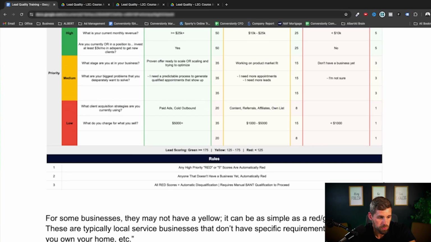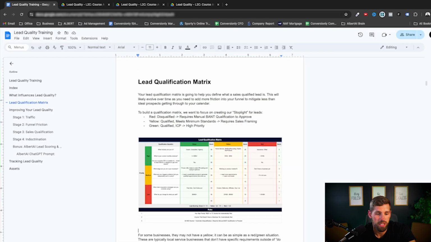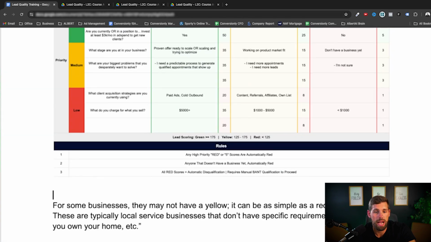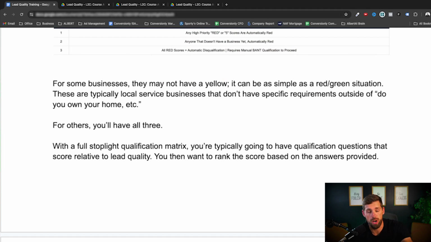You want to start adding that friction, which we'll cover in the 4 stages of optimizing your lead quality, as you are trying to decrease the volume of appointments that you're meeting with. Now, there are local businesses that don't have specific requirements outside of, do you own a home? Yes or no, right? For others, you're going to have all 3. You'll have yellow, red, green, etc.